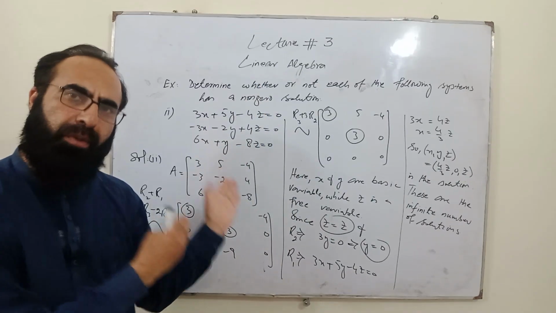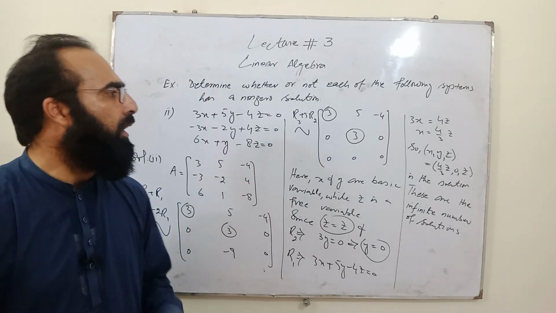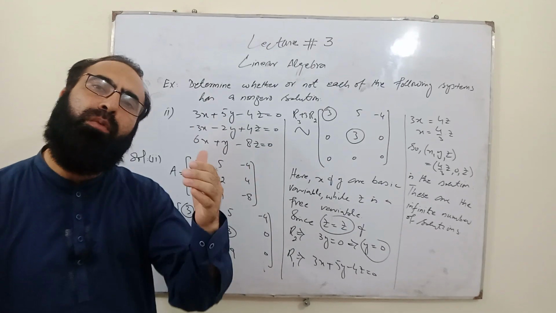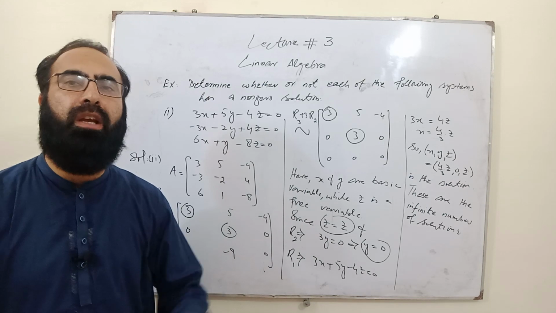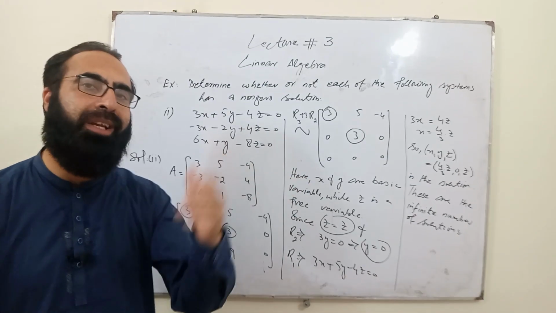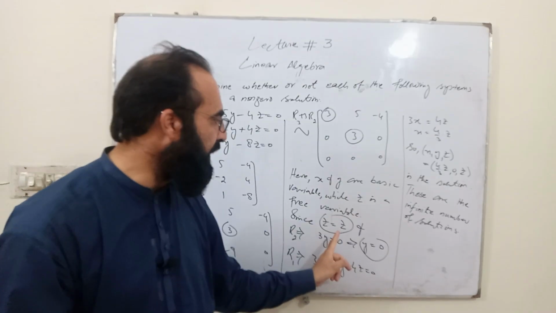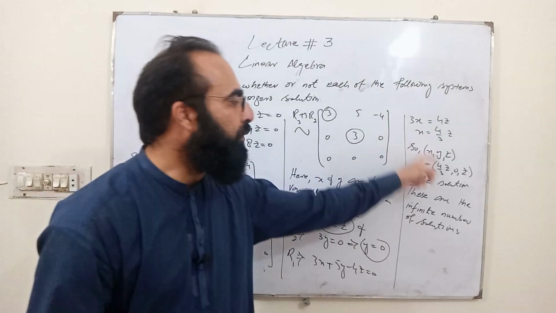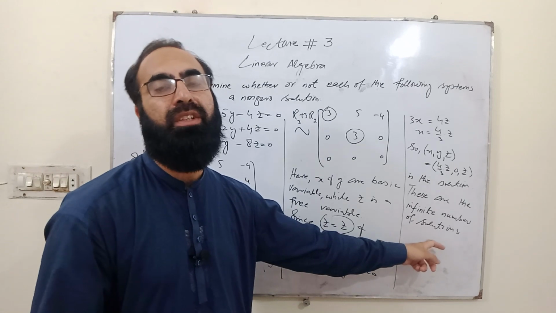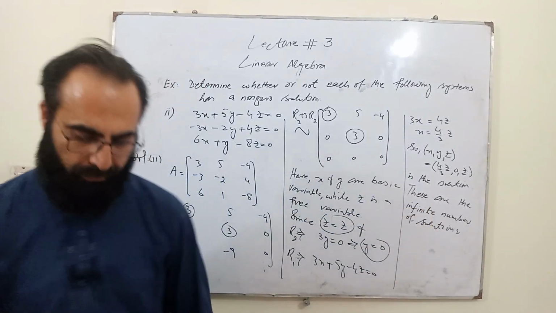Now compare the previous example and this example. In the previous example, all the variables were basic variables, so in that case we obtained a unique solution. But here, since we have a free variable, we obtained an infinite number of solutions.